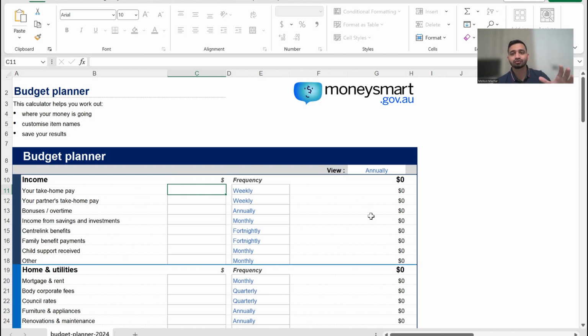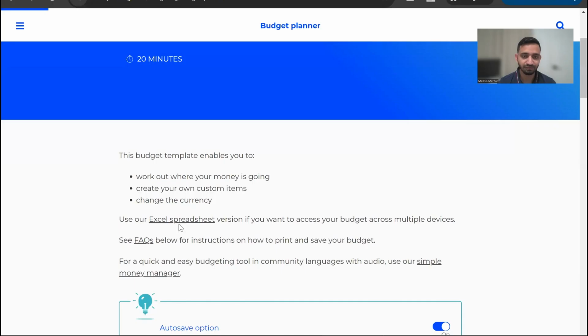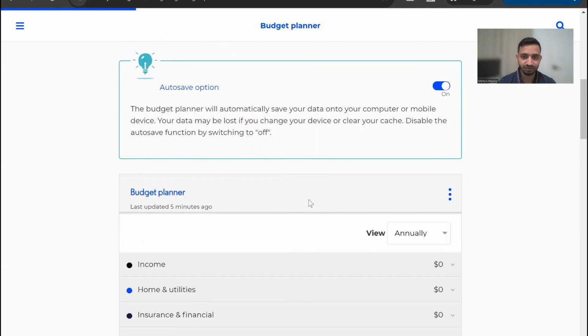I'm actually going to use the website one just to show you how everything works out, but this Excel template works the same way as the website works. Okay, so let's jump into the website first and see how it works.